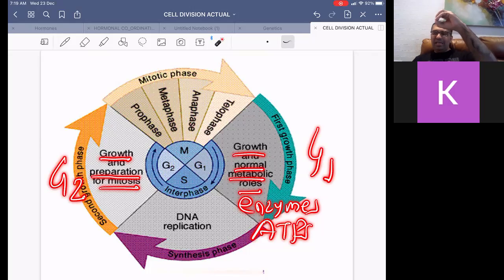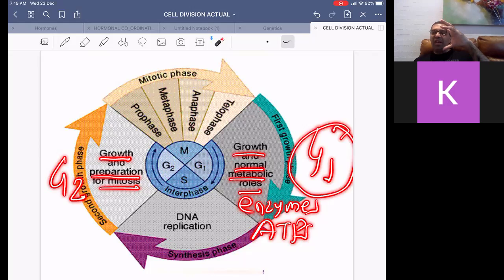So once again, a cell has divided to form two daughter cells. Both daughter cells undergo G1 phase. G1 phase में cell will grow. Inside it, enzymes, proteins are produced. Inside it, ATPs are produced. And that is called G1 phase. After G1 phase, S phase.